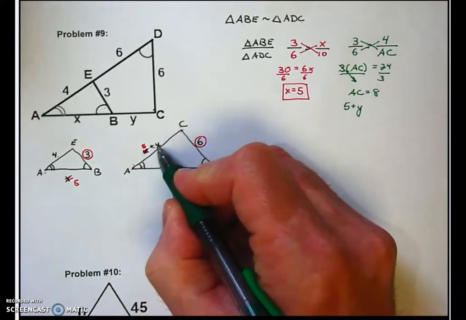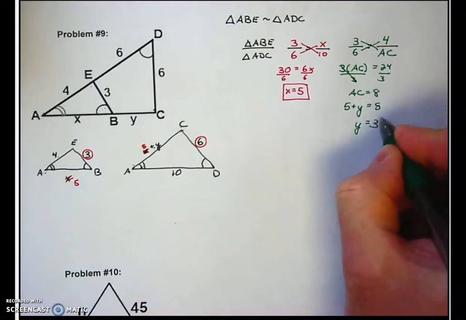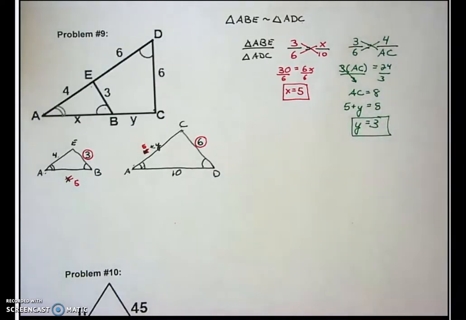AC is 5 plus Y. And that's supposed to be 8. So that tells me Y is 3. And that was a really tough problem.